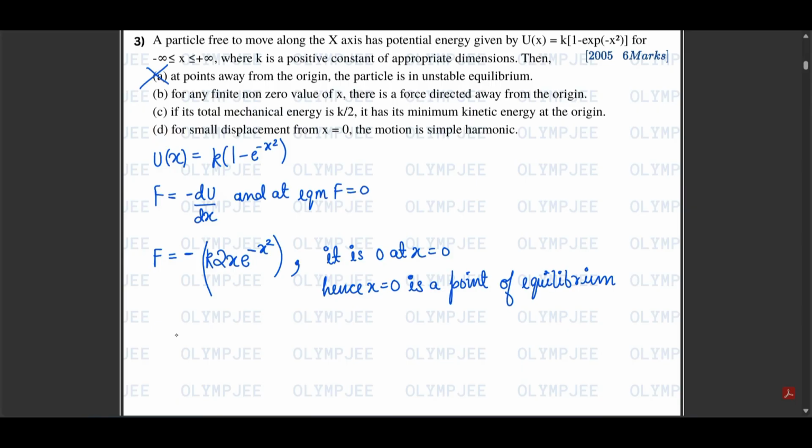So if we see, force is equal to minus k times 2x e raised to power minus x square. So if x is positive, then force is negative, right? Because k is positive, this term is positive and 2 is positive, so there is only a negative sign, so force is negative. Hence, force is directed towards the origin.